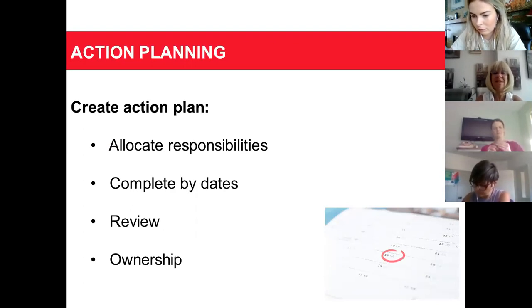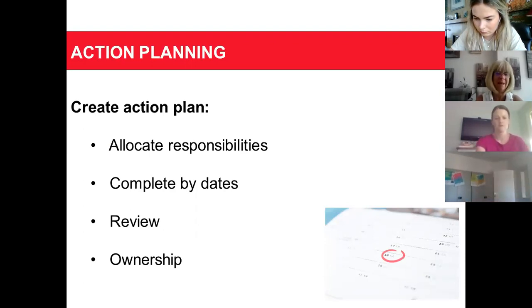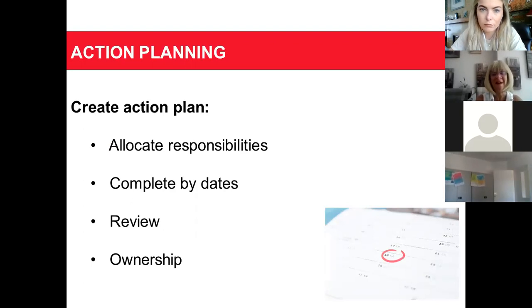And people need to take ownership of their actions as well. If they're allocated an action, it's very important that there's a degree of ownership displayed there. It's not just a piece of paper that you're going to file away. This is your working document. This is the document that's going to drive your return to work and make sure that it's safe.